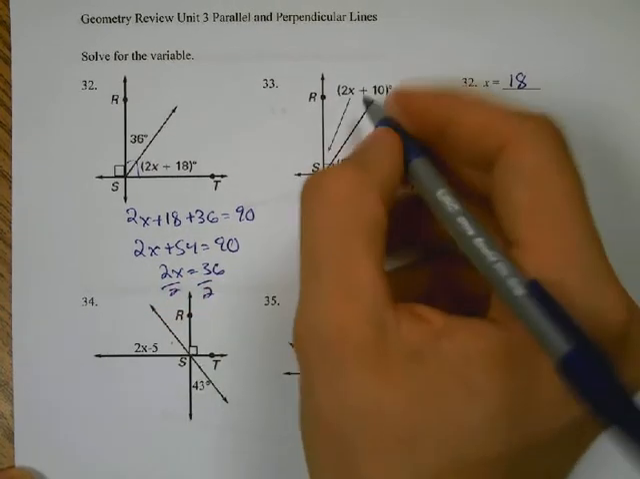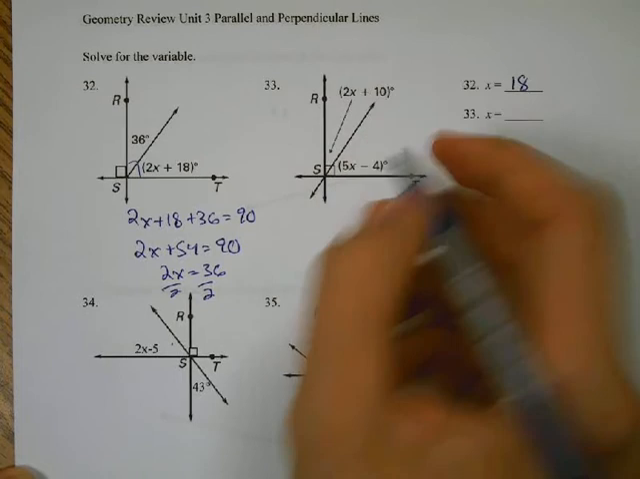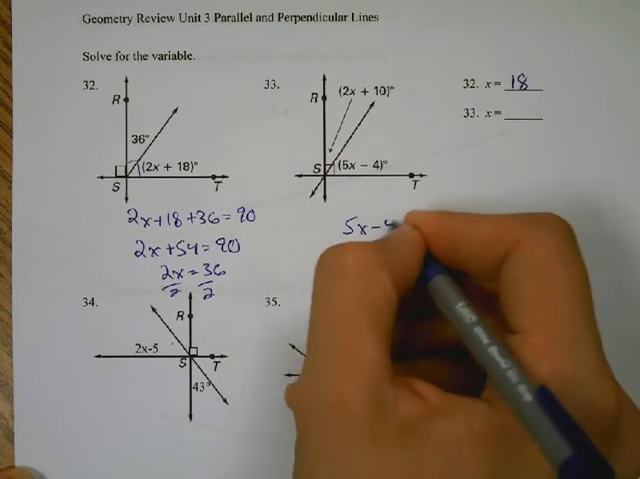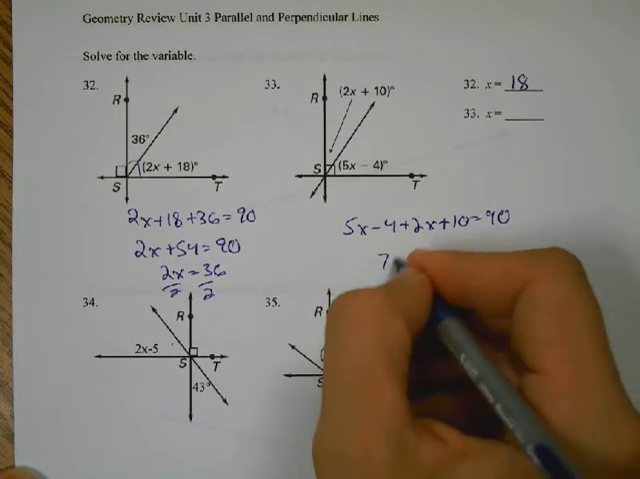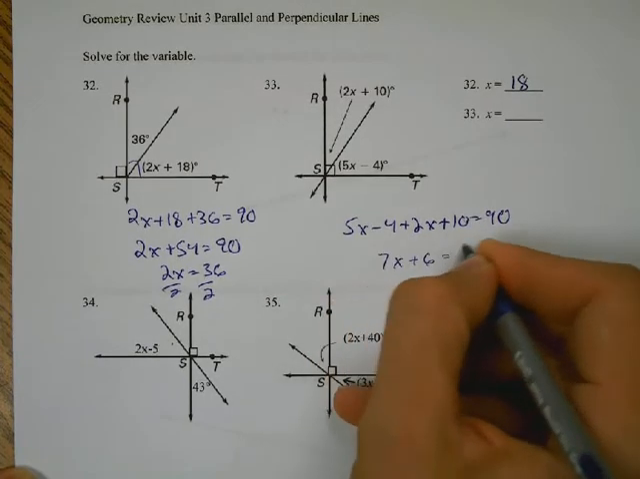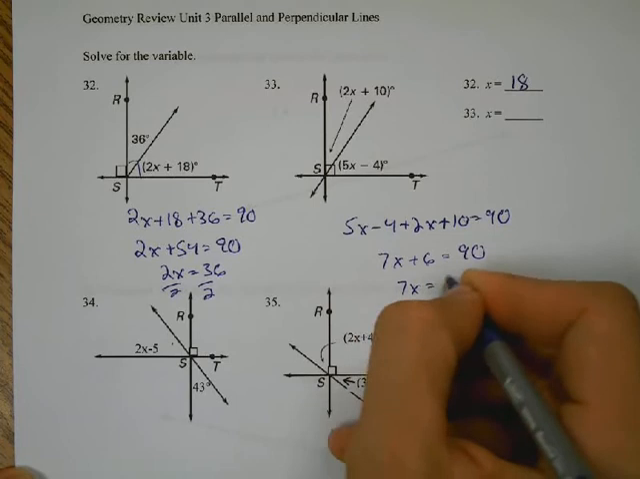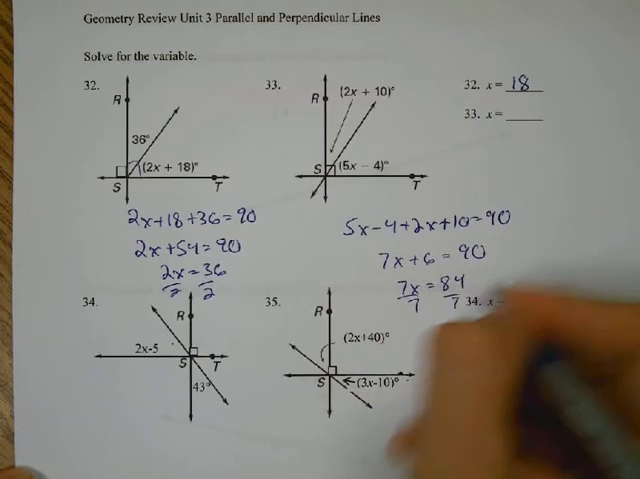The next one, same deal. I've got complementary angles. So 5x minus 4 plus 2x plus 10 is going to equal 90. That gives me 7x plus 6 is going to equal 90. 7x is going to be 84. Remember those multiplication tables, x is going to be 12.